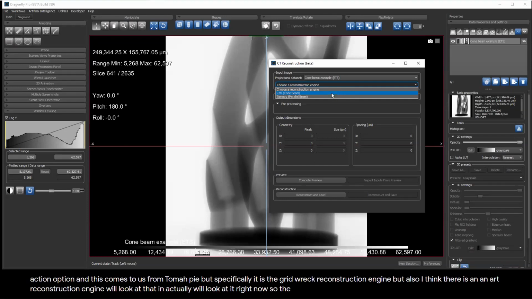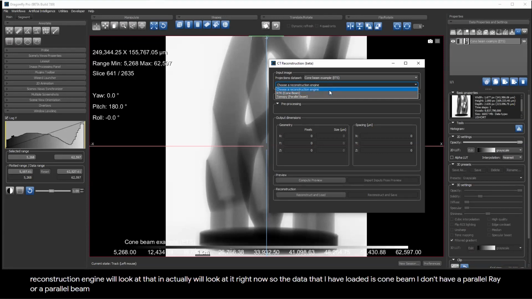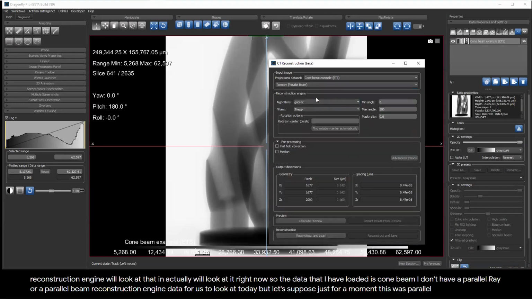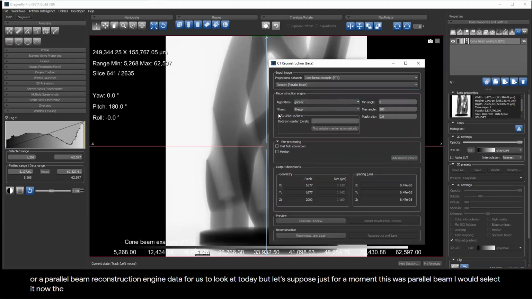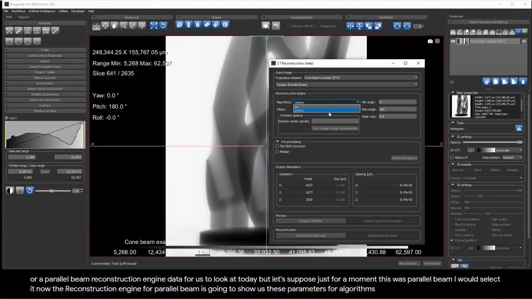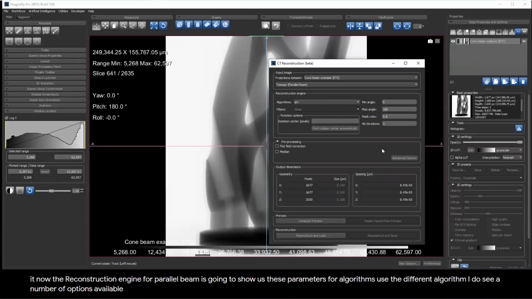So the data that I have loaded is cone beam. I don't have parallel beam data for us to look at today, but let's suppose just for a moment this was parallel beam. I would select it. Now the reconstruction engine for parallel beam is going to show us these parameters. For algorithms, I could choose GridRec or ART. When I choose a different algorithm, I do see a number of options available here.